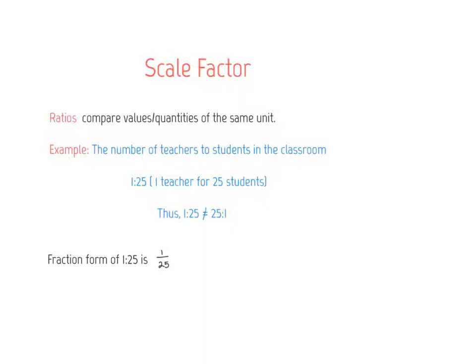for 25 students. Therefore, 1 to 25 is not the same as 25 to 1, because one teacher to 25 students, then 25 teachers to one student is not the same thing. We could rewrite this ratio as a fraction, and that would be 1 over 25.